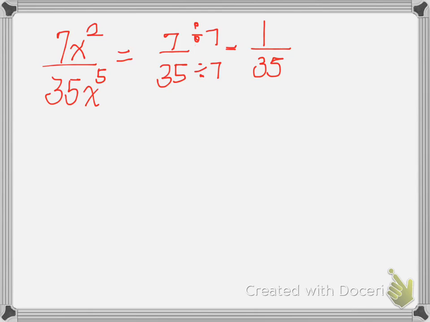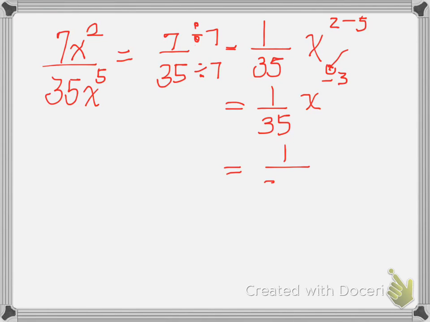Now if we work with the variables, I have x to the 2 minus 5 using that quotient rule. So my fraction is 1 over 5, and then I'm going to have x to the negative 3. Again, this power right here, because it's negative, it's telling you that the x needs to be in the denominator. So I would have 1 over 5x to the third.